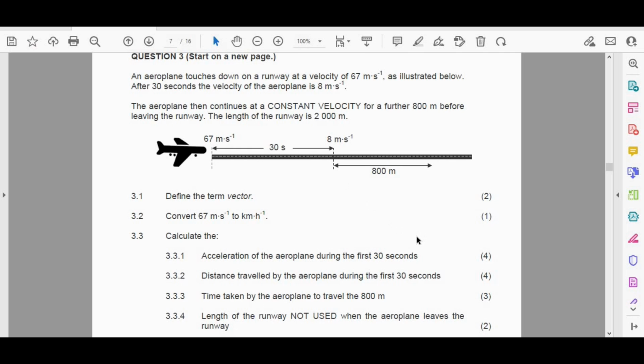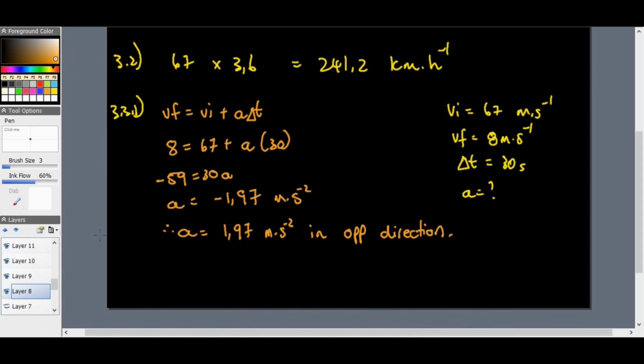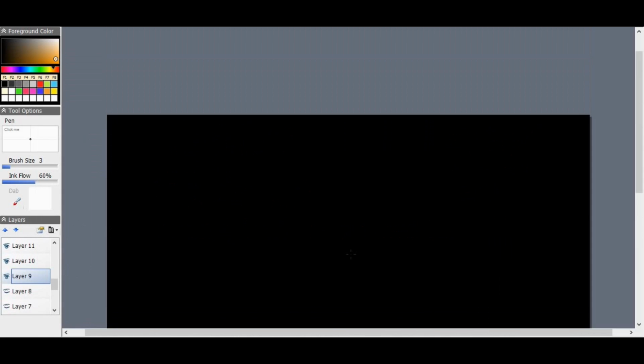Right, 3.3.2, the distance that is traveled by the airplane during the first 30 seconds. Okay, so we're going to need another layer for this. Let's go all the way to the top here.